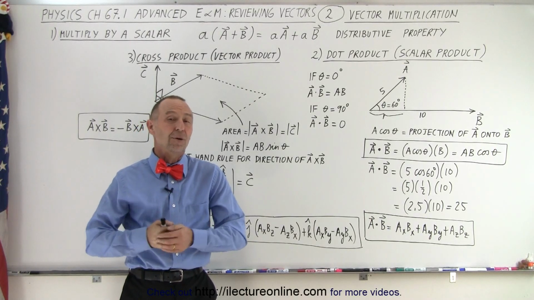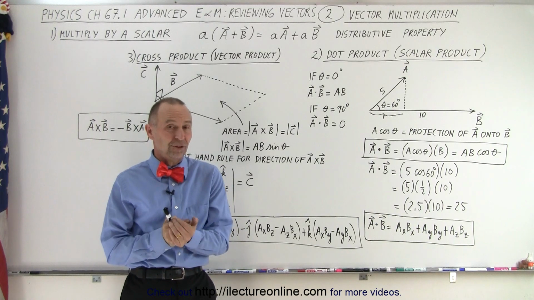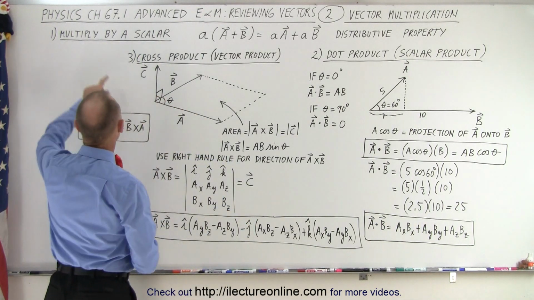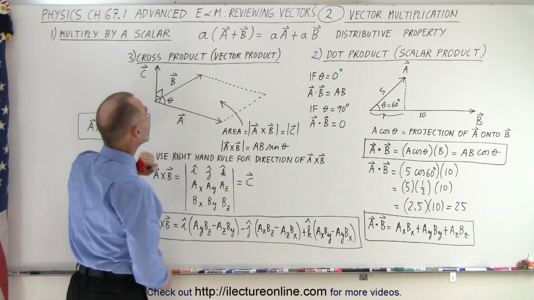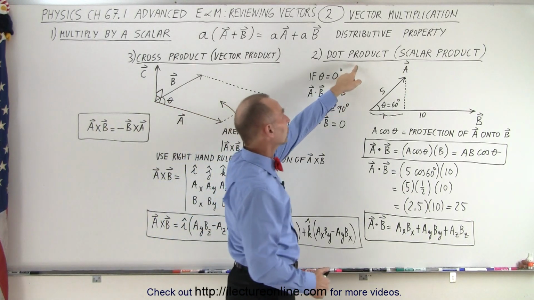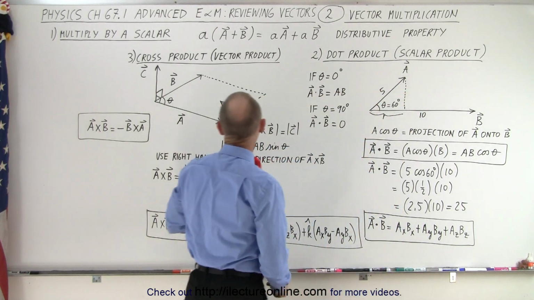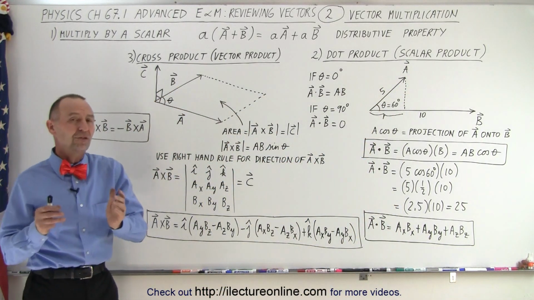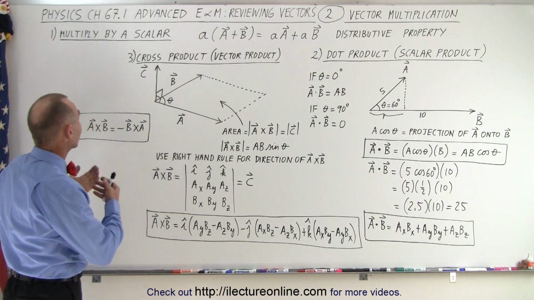Now let's talk about multiplying vectors. And there's three different kinds of multiplications we should look at. First of all, we have multiplication with a scalar. We have what we call the dot product, also known as the scalar product. And we have the cross product, also known as the vector product. So let's first take a look at multiplying by a scalar.